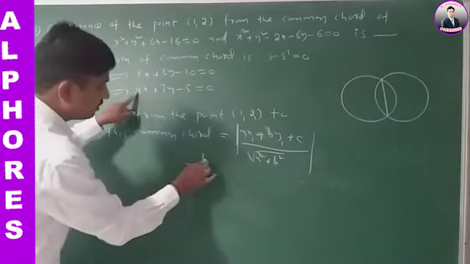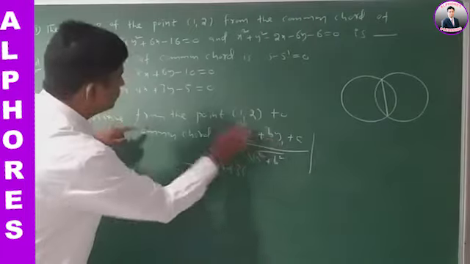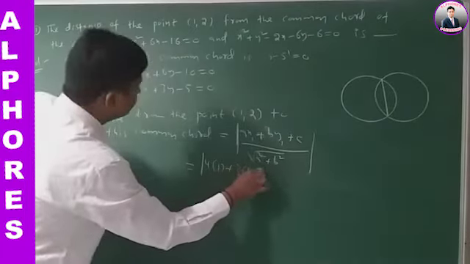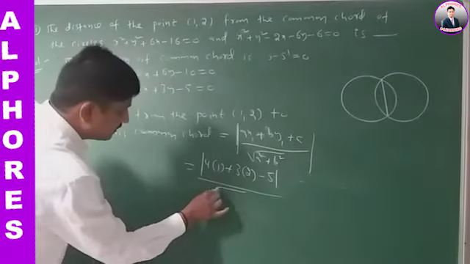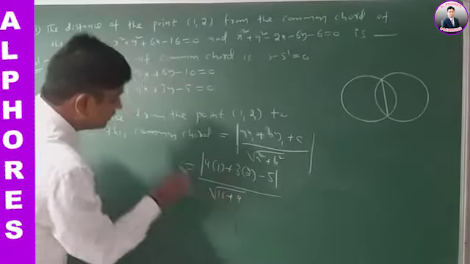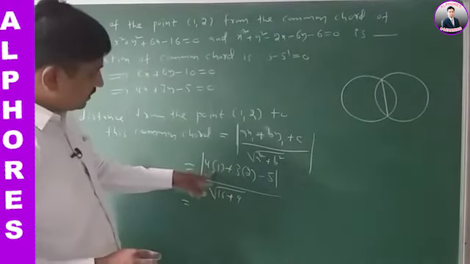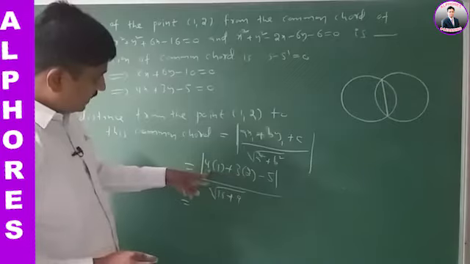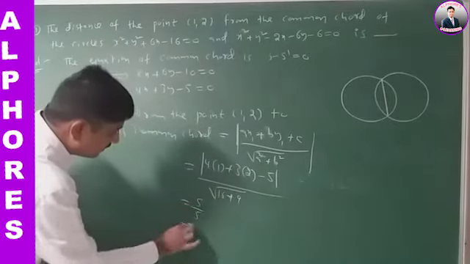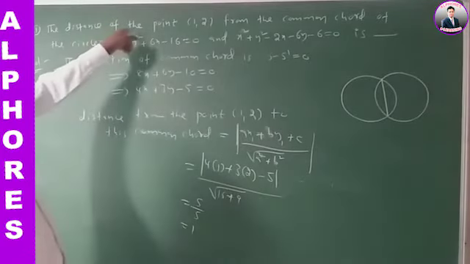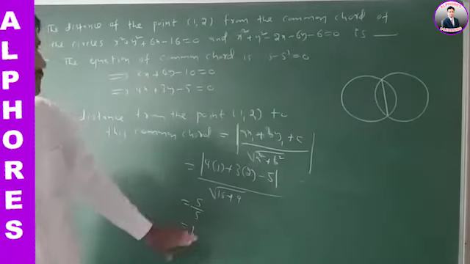Here a equals 4, so 4 into 1, plus 3 into 2, minus 5, by under root of a square plus b square, that is 4 square plus 3 square, 16 plus 9. In the numerator, 4 plus 6 is 10, 10 minus 5 is 5. The denominator is also 5, so it equals 1. Therefore, the distance of the point (1, 2) from the common chord of these two circles is 1.